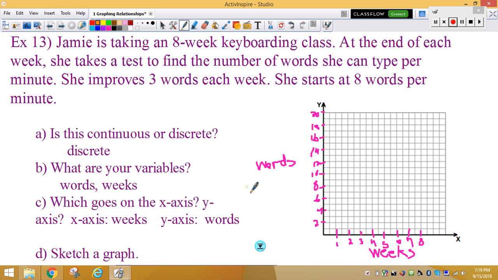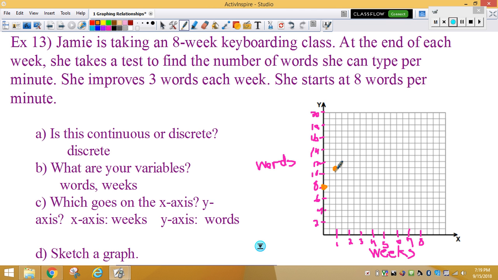And let's graph this. So, okay, things we need to think about. Am I going to start at 0, 0? Hopefully you can say no. I'm going to start at 8 because that's where she started, right? She started at 8. And then after 1 week, what is she going to be at? Well, 8, and then she improves 3 words, so we're at 11. So I'm going to go to 11 and put a dot.